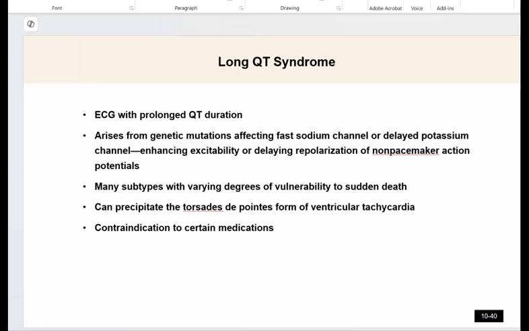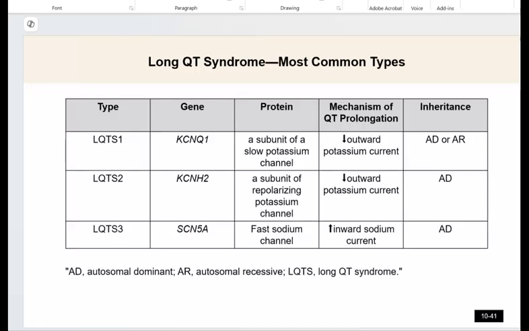The thing you should associate with long QT syndrome also is that it can precipitate torsades de pointes, which obviously is a form of sudden cardiac death. If you have a history of long QT syndrome, you certainly are not going to be able to take certain medications. You also would want to make sure that serum potassium and magnesium levels are not allowed to get too askew in someone with long QT syndrome because that would put them at risk as well for torsades de pointes.